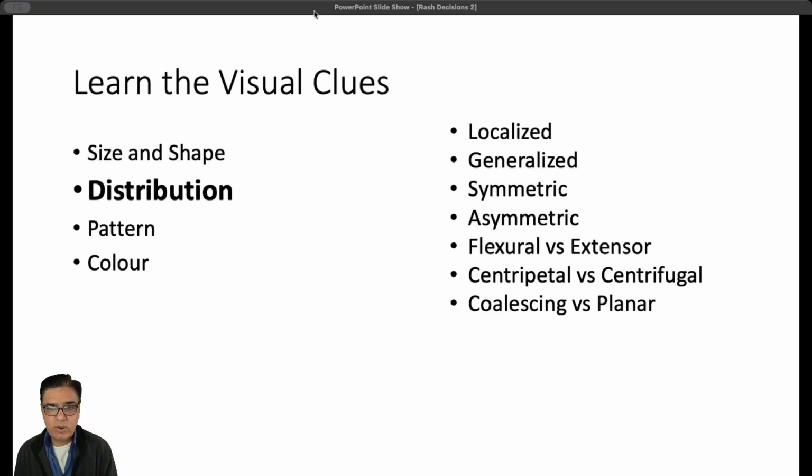Then you can further say whether it's symmetric or asymmetric. A symmetric rash would be equally distributed along the center line of the body, and an asymmetric rash is usually on one side of the body.